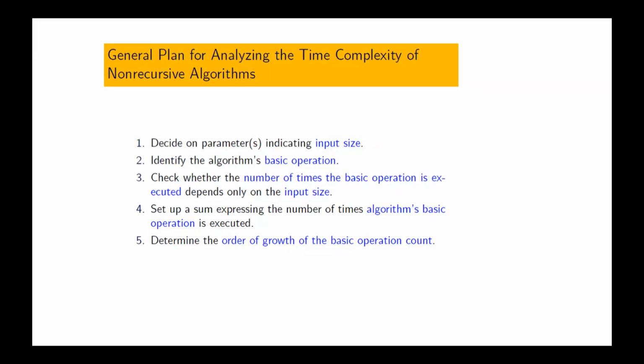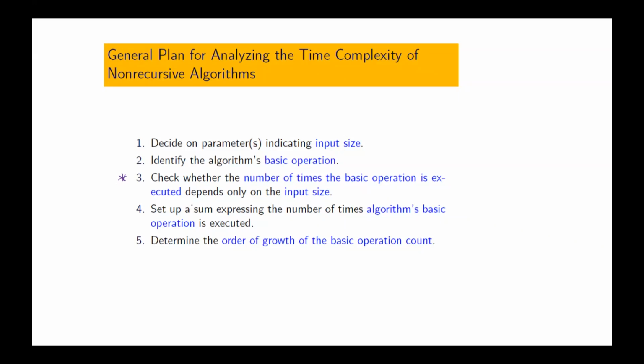And what is the algorithm's most important operation? That is the basic operation we need to identify. Next, most importantly, we need to determine whether the number of times the basic operation is repeated depends only on input size, or also on the actual values in the input, that is, the actual instance. If it depends not only on input size but also on actual values in the input, then the procedure is different. That we will see.